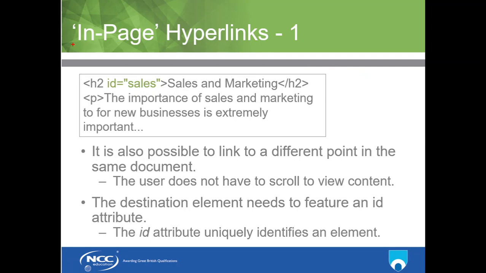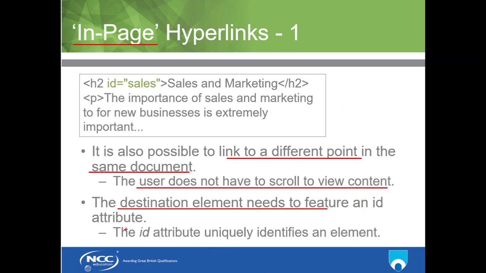Now, another interesting bit about hyperlinks is what we call in-page hyperlinks. In-page hyperlinks allow us to link to a different point in the same document, so the user does not have to scroll to view the content. They can just click and they are taken there. Now, the destination element needs to feature an ID attribute. The ID attribute uniquely identifies an element.